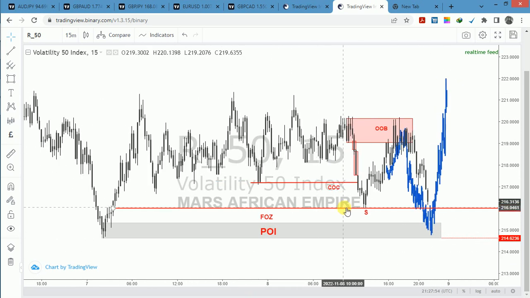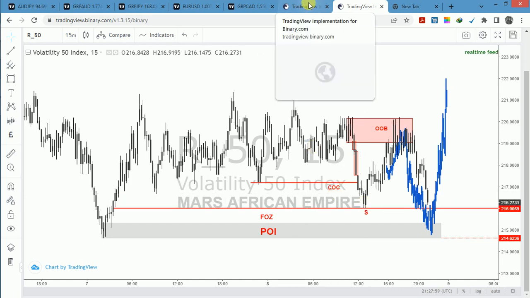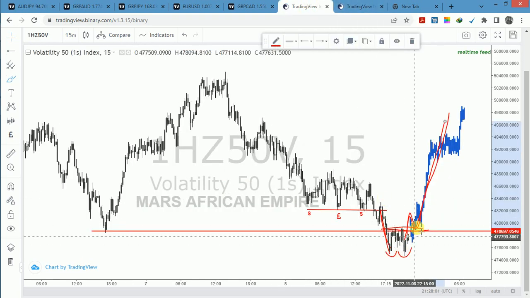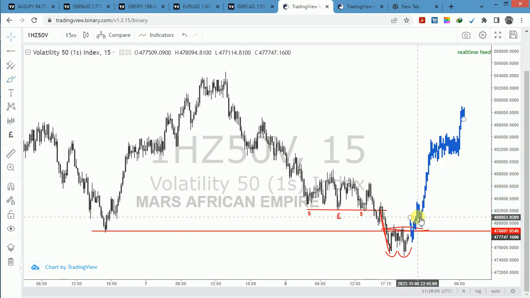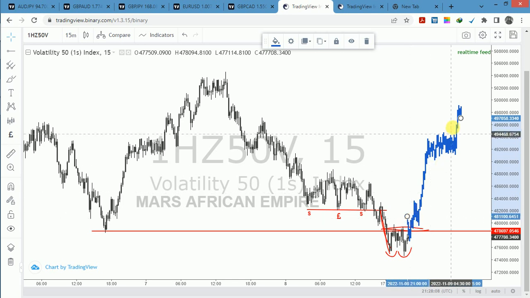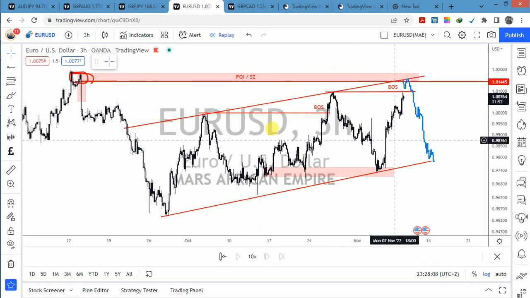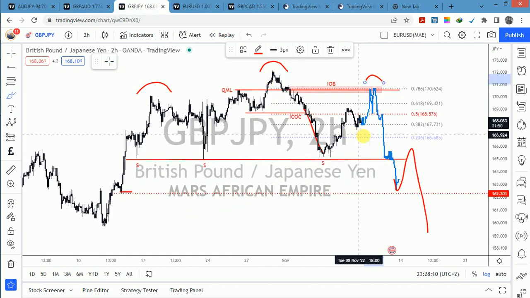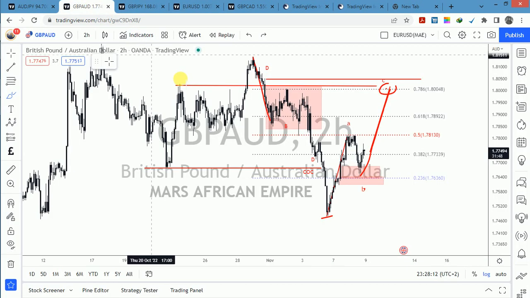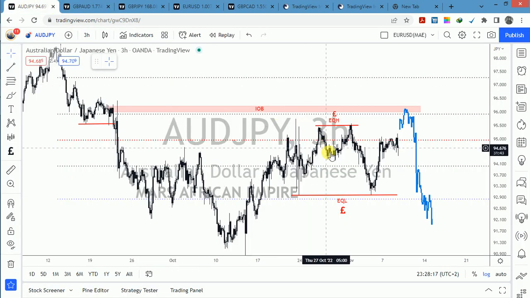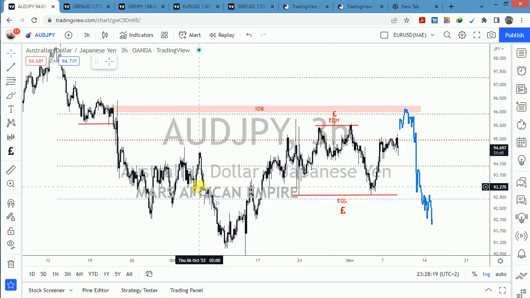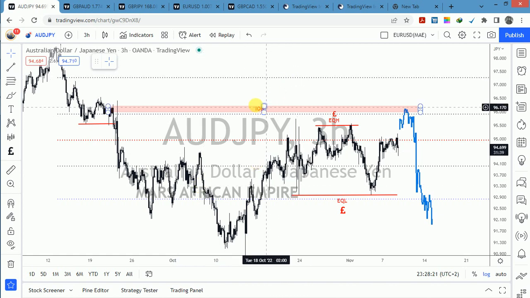That is for people who are trading volatilities. These two, they're just bonus analysis. So this one, I'm expecting it to go up. GBPCAD, drop. EURUSD, drop. GBPJPY, drop. GBPAUD, rally, drop. AUDJPY, drop. Yeah, that should be it from my side.